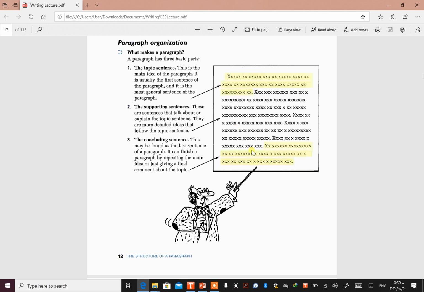And here for the conclusion, all the time it's going to be the last sentence of the paragraph. In the conclusion sentence, you don't need to add new details, of course not. Here is just repeating the main idea, or just giving a final comment about the topic, but there are no details at all.